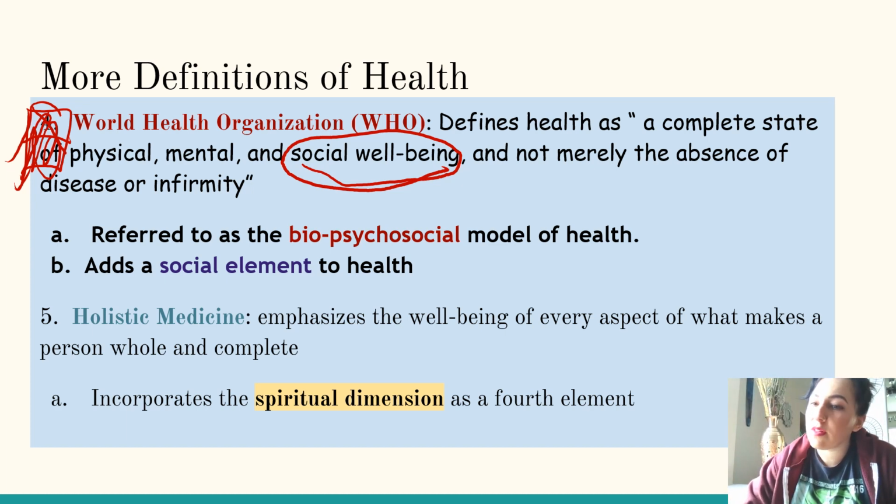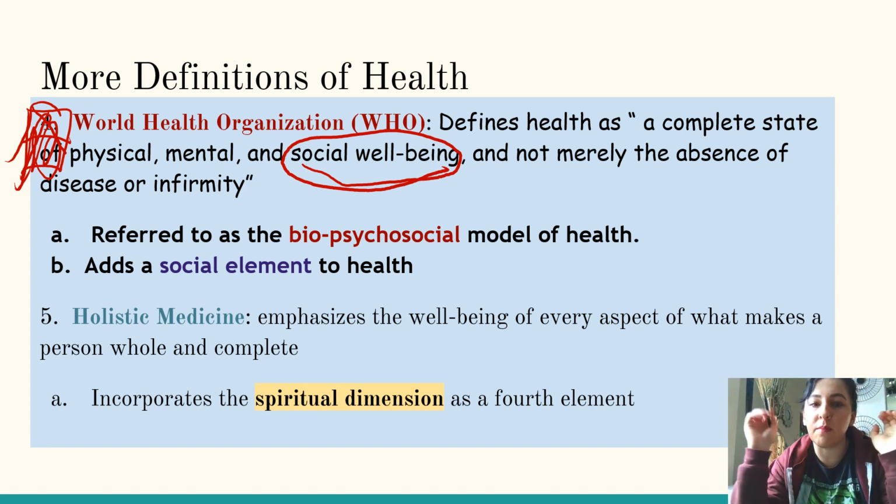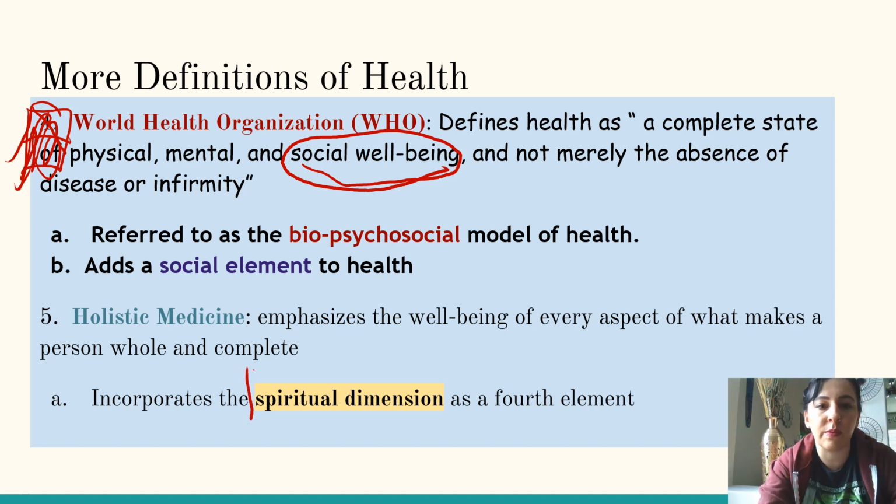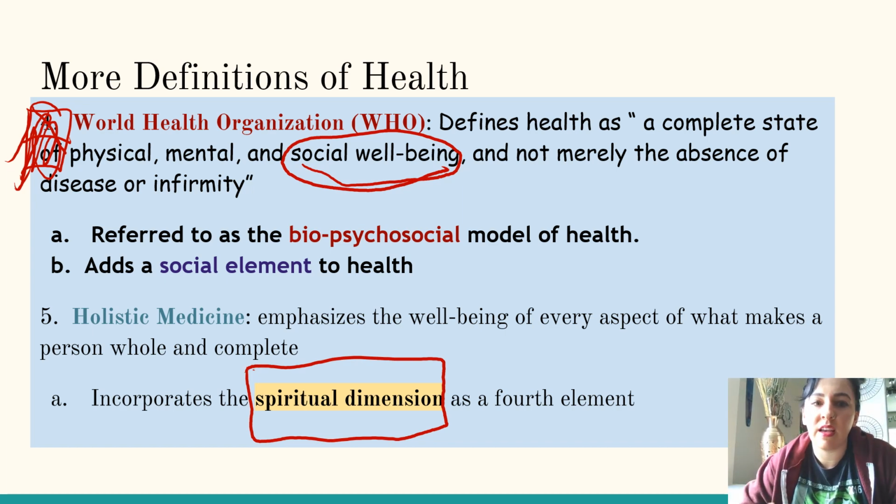Next, we have the holistic definition of health. This emphasizes well-being as every aspect of what makes a person whole and complete. It incorporates not just the physical, mental, and social well-being of health, but also introduces a spiritual dimension. So there are four elements to health in the holistic medical definition.